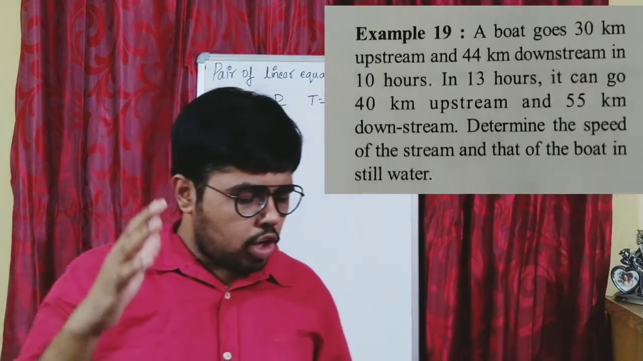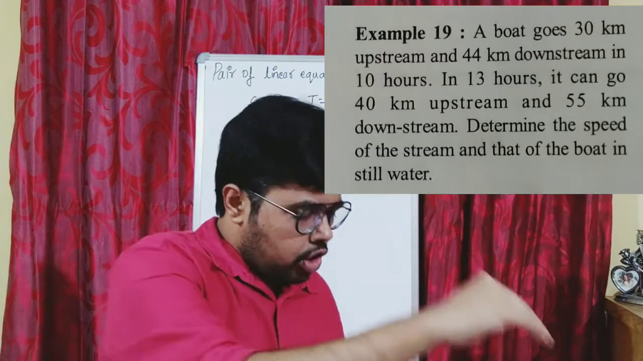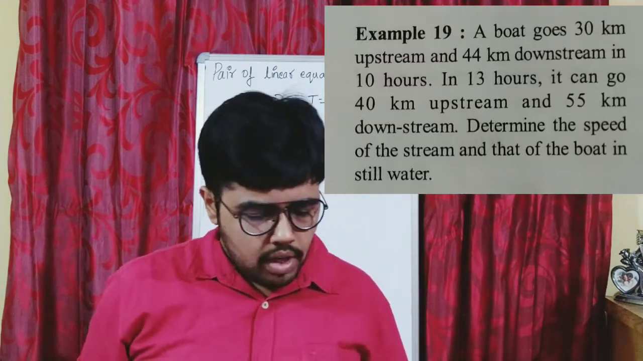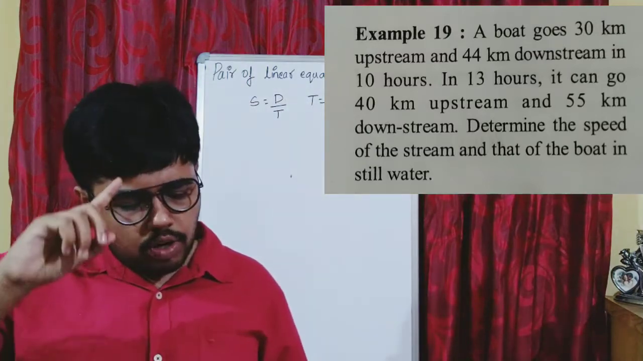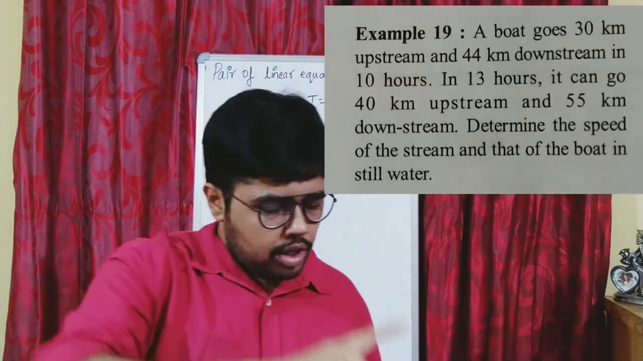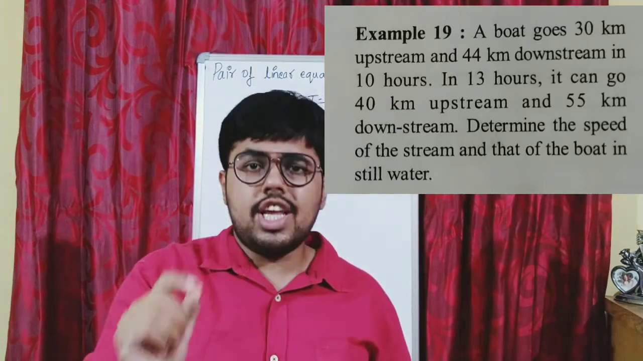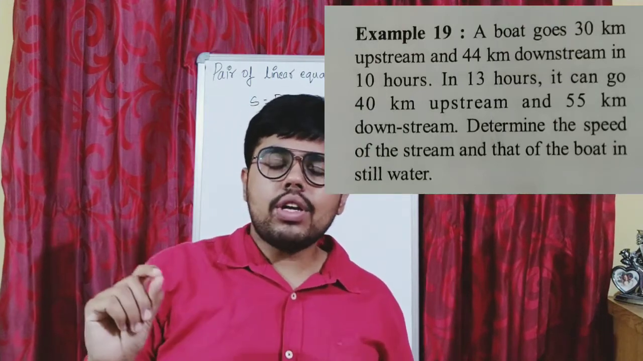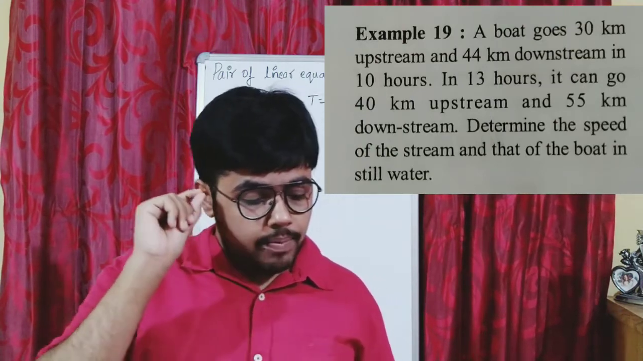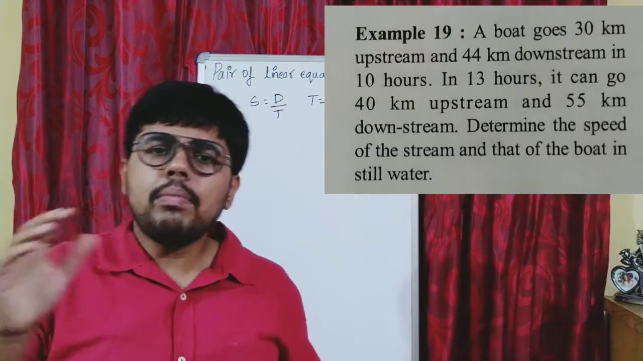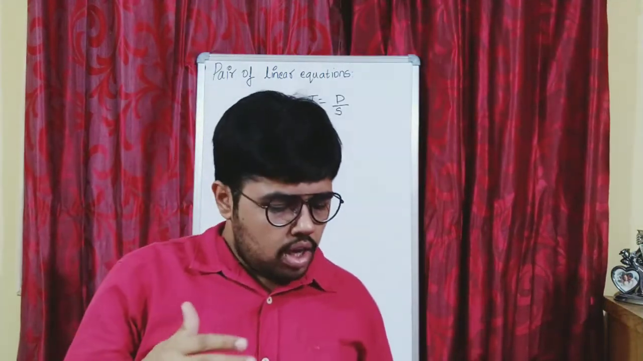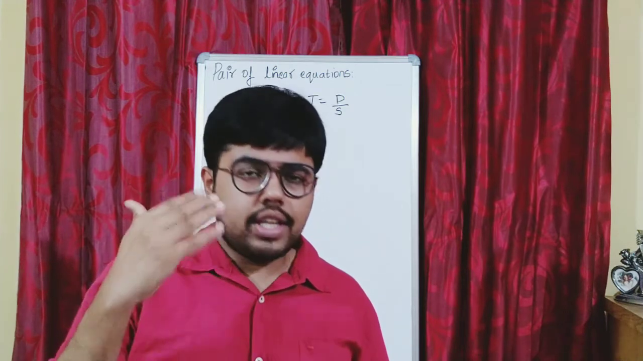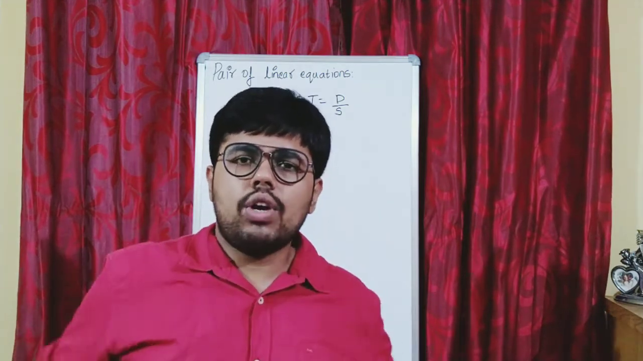Now let us read this problem again. A boat goes 30 km upstream and 44 km downstream in 10 hours. In 13 hours it can go 40 km upstream and 55 km downstream. Determine the speed of the stream and the boat in still water. The stream has one speed, and the boat in still water, if the boat is in still water, what is its speed?